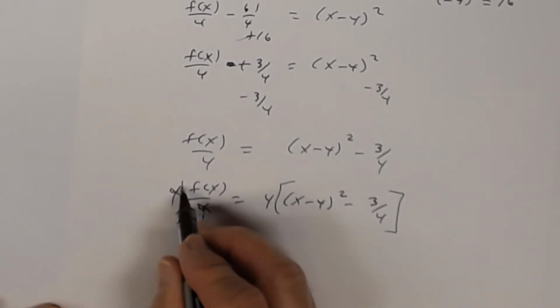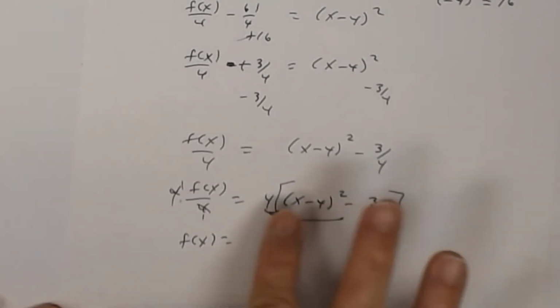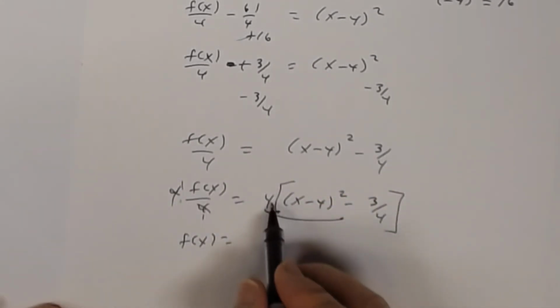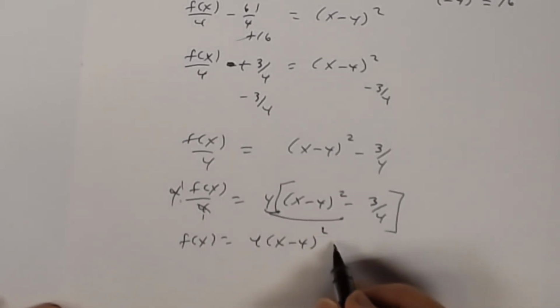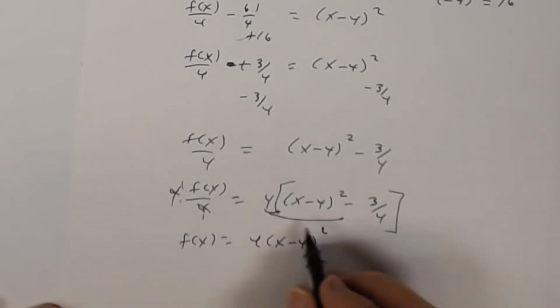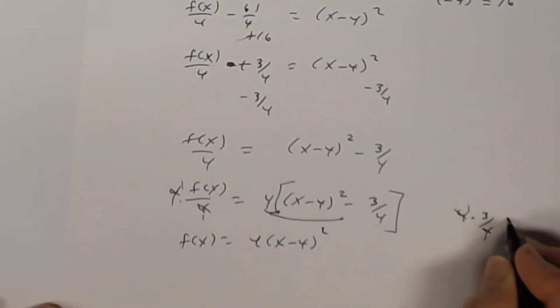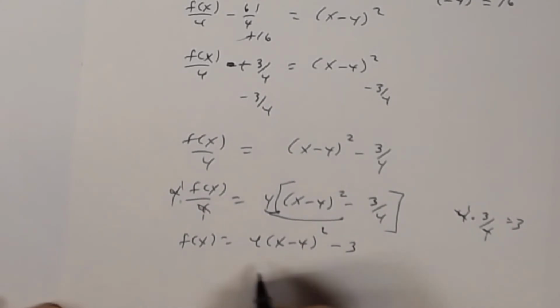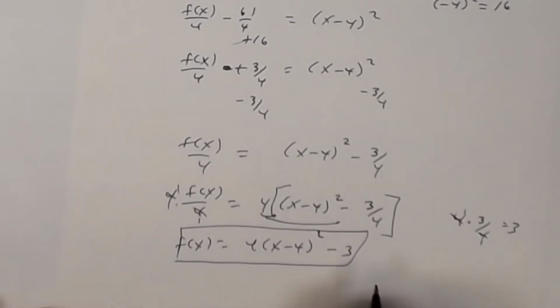So these 4's divide out, so you get f of x equal. Now you can distribute, so this part times 4 and this part times 4. So you get 4 times x minus 4 to the second power, and then 4 times the negative 3/4, 4 times 3/4 is just 3, right? So that's minus 3. And so there's your answer. So that's your vertex form, your standard form.